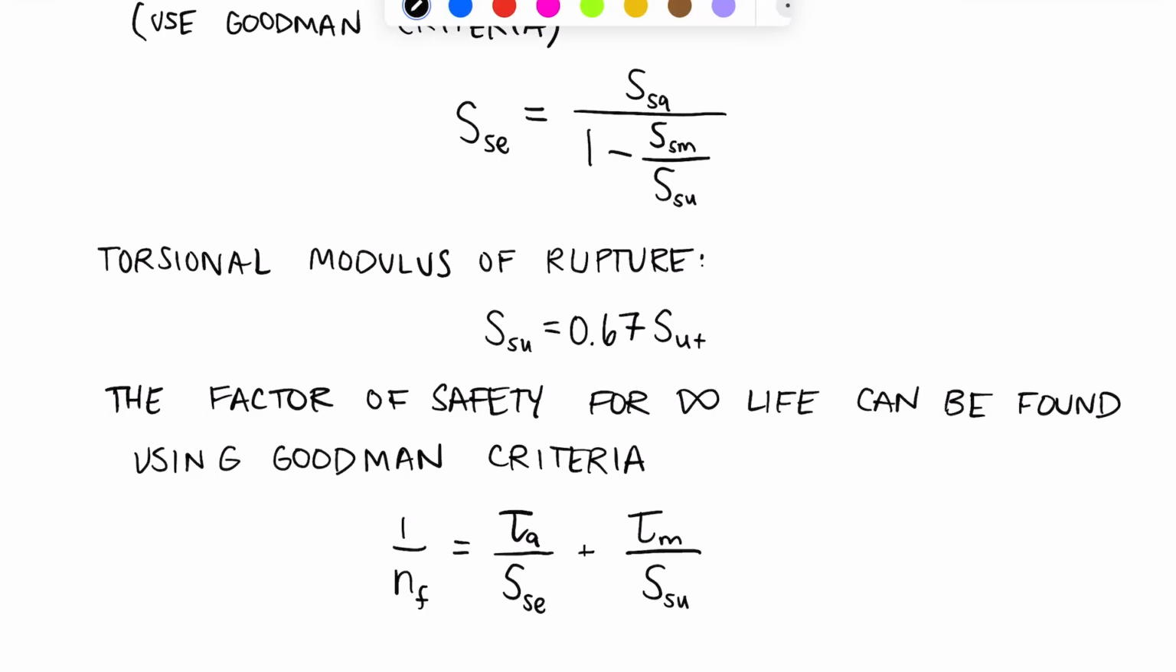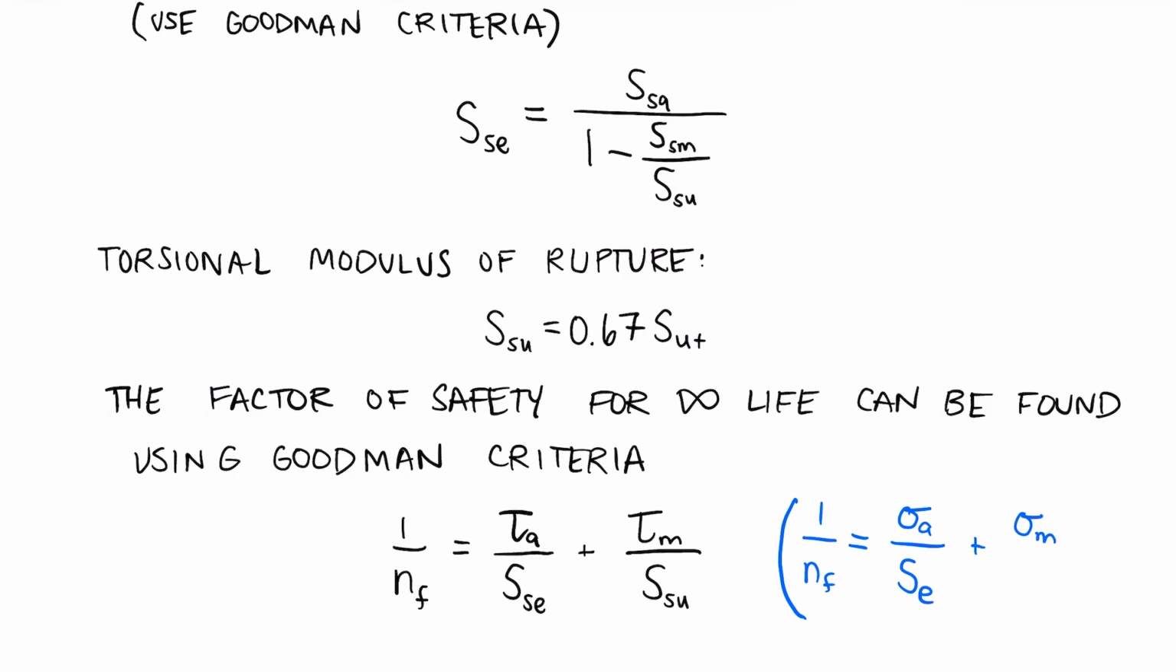And just as a reminder, this is very similar to the Goodman criteria as we've seen it before, except in that case we were looking at normal stresses. So we wrote our equation as our alternating stress divided by the endurance limit plus our mean stress divided by the ultimate tensile strength. So directly correlated, these two equations. The one that we're using for springs is just adapted for shear stress because that is the dominant stress in our spring wire, as we covered in a previous video.